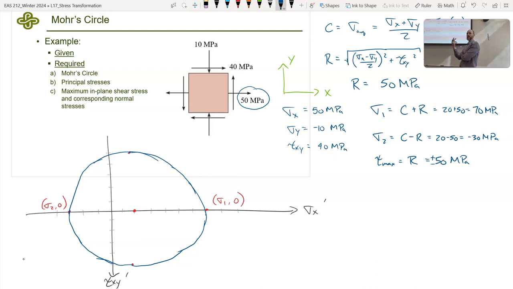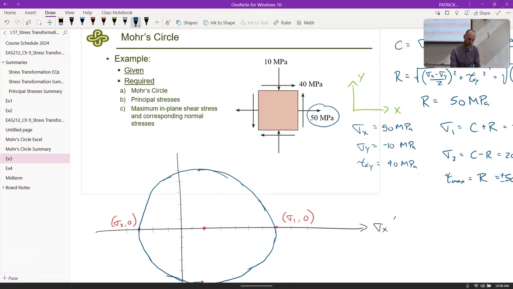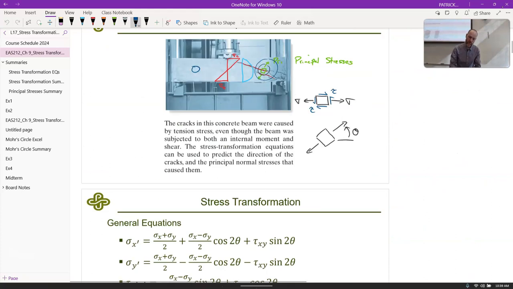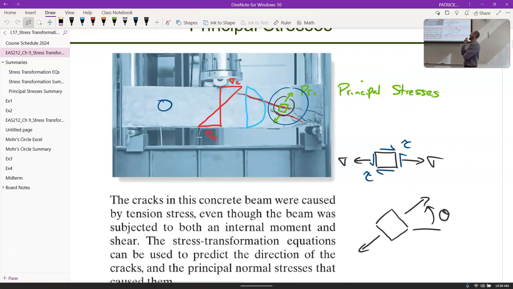The plot is helpful just to understand the big picture. In the beginning of the notes for chapter 9, we had that example, right? We loaded this beam until we got failure, and the failure that we observed was this big crack going up diagonally. Using our understanding of materials and internal stresses, we want to make sense of it. Why is it doing that? Why is it not failing with a big crack coming right up in the middle, where the max moment is? Why do you not just see a big failure plane going up there? We're trying to understand that.